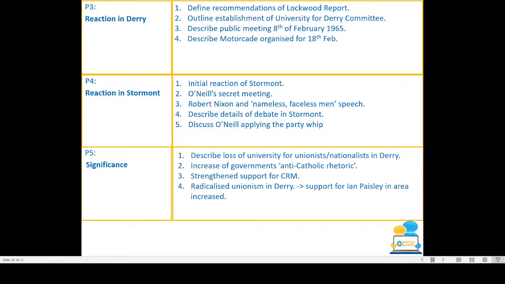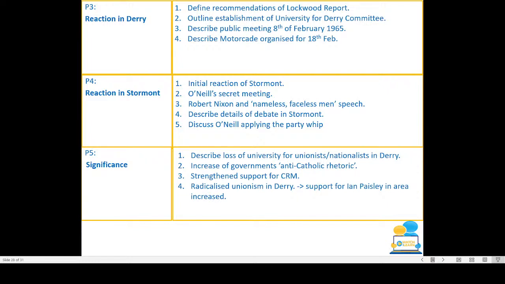We'll look to discuss the increase of the government's anti-Catholic sentiment, and how this supported the further division of the nationalist and Catholic community in Northern Ireland, how they felt isolated.